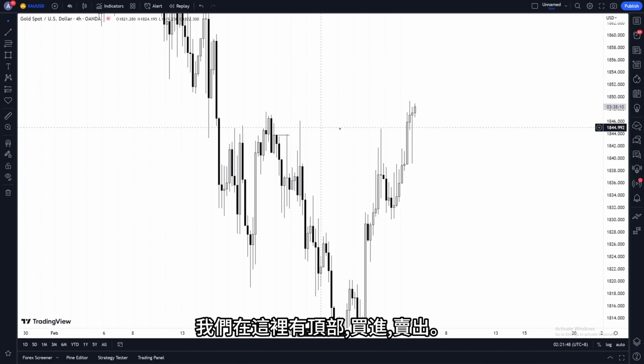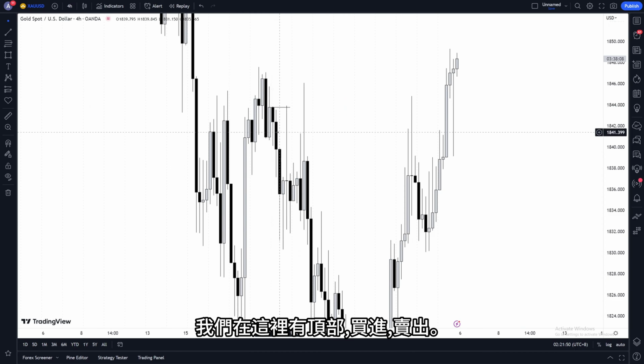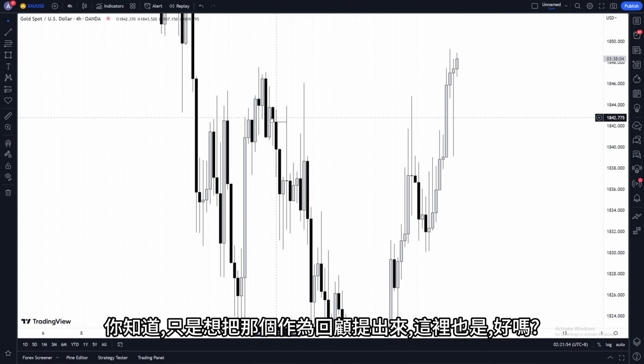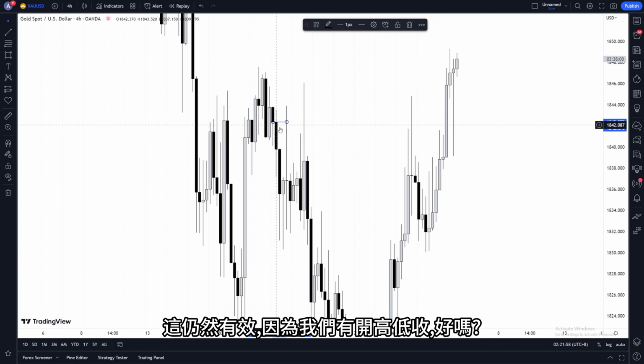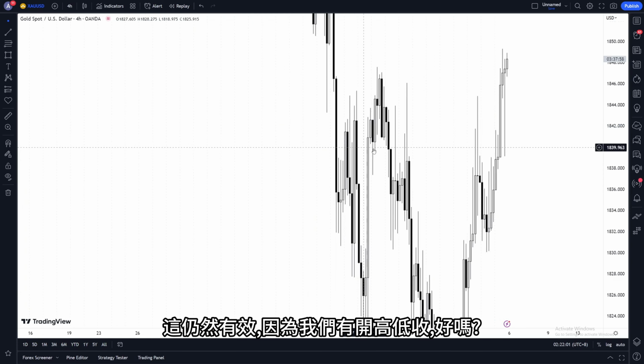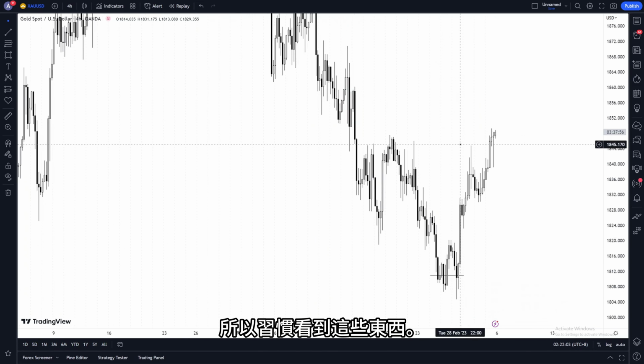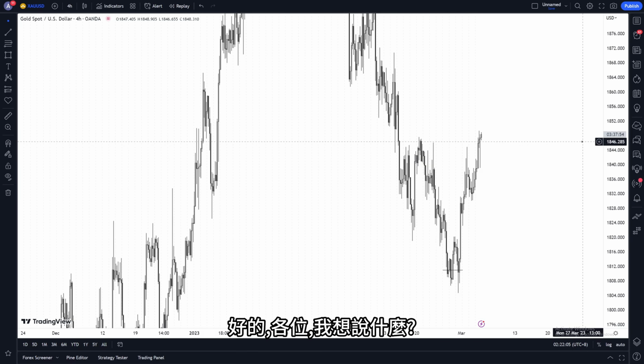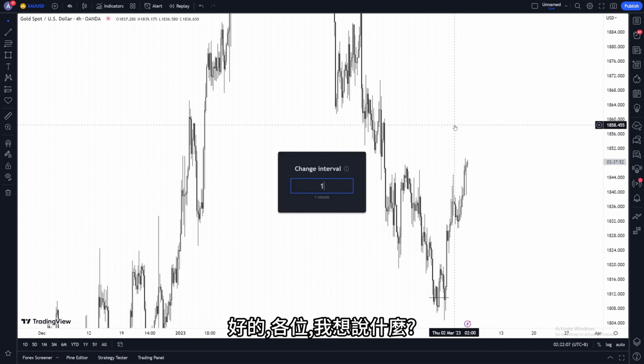Just an example, just off rip. We have ourselves the top here, buy, sell. I just want to put that out there as a recap, and over here too. Let's assume that this was already tested. This is still valid because we have ourselves the open, high, low, close. So get used to seeing these things. All right, guys. What do I want to say? Okay, yeah. So the other part.